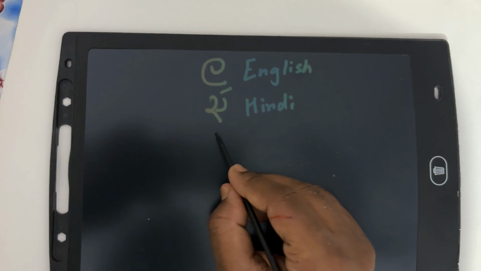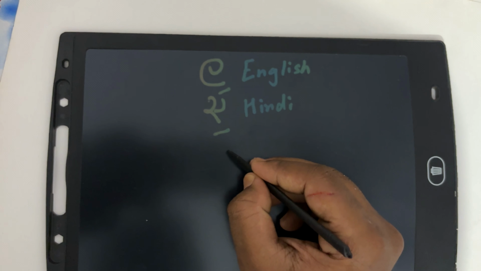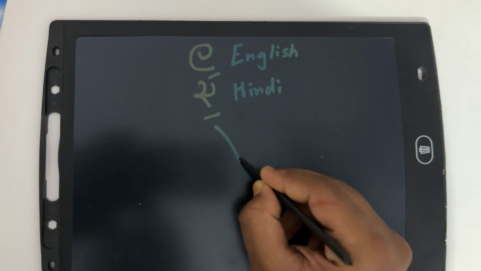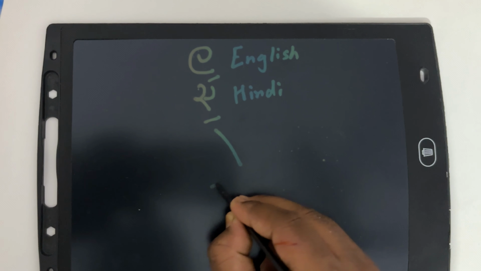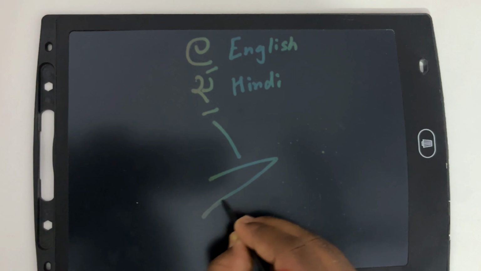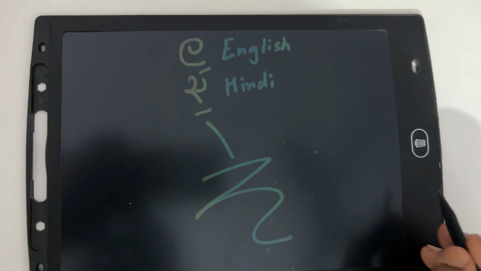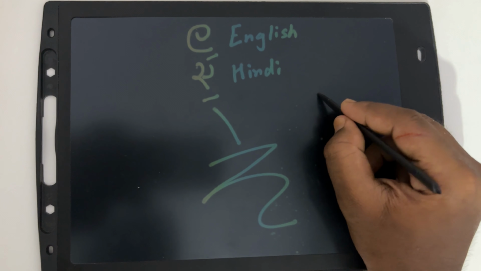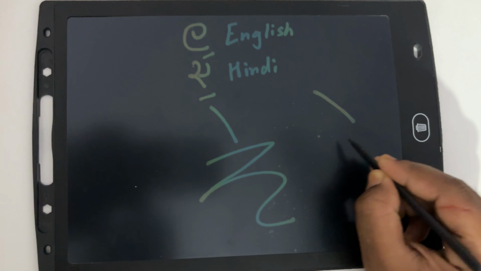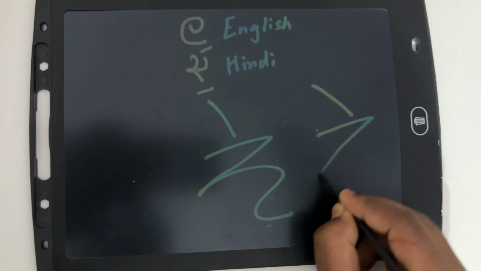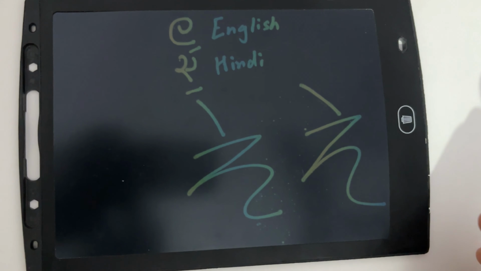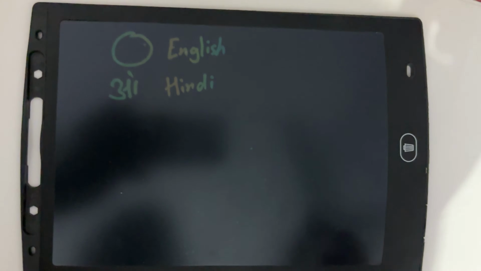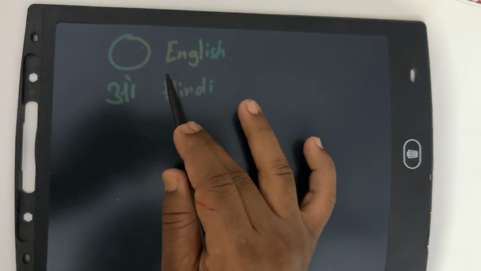In Hindi, A. In Japanese, once more repeating. Okay. Next word is O.